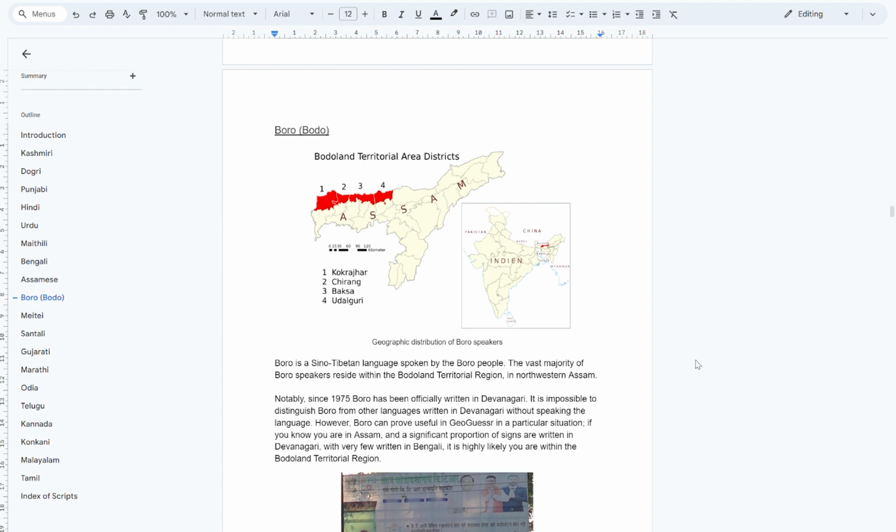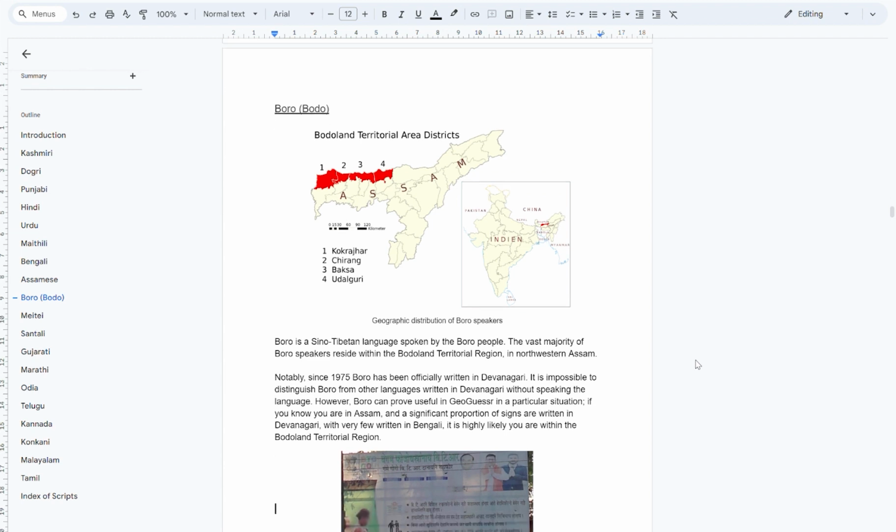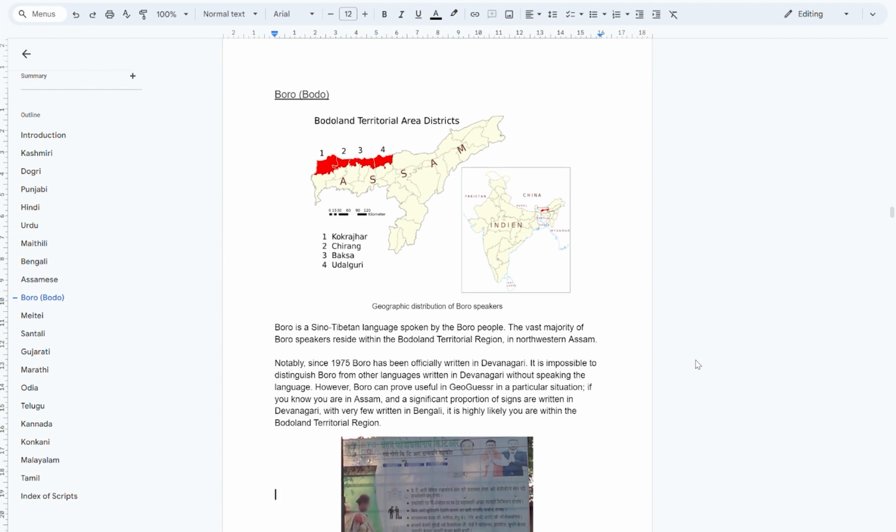Boro is written in Devanagari since 1975. It's pretty much impossible to distinguish Boro from other languages that are written in Devanagari unless you speak the language. However, in a very particular situation, Boro can prove very useful. If you know you're in Assam and a significant proportion of the signs are written in Devanagari, with very few written in Bengali, it's highly likely that you're in the Bodoland territorial region.